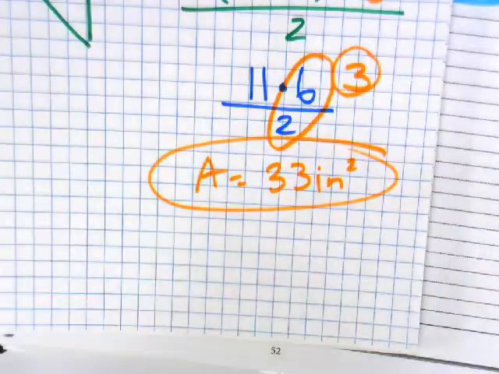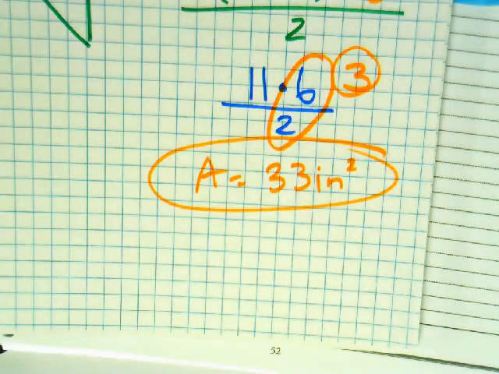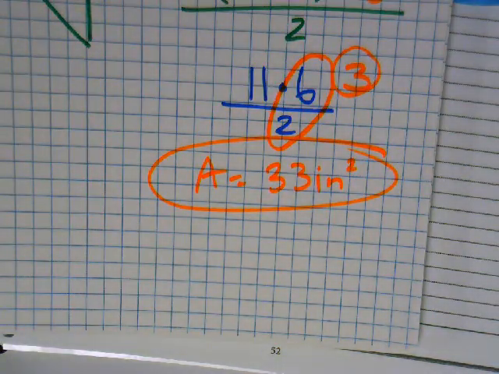If you did it the long way, you would do 11 times 6, which is 66. You're not done. You got to divide by 2. 66 divided by 2, 33. You end up dealing with bigger numbers. That can lead to mistakes.